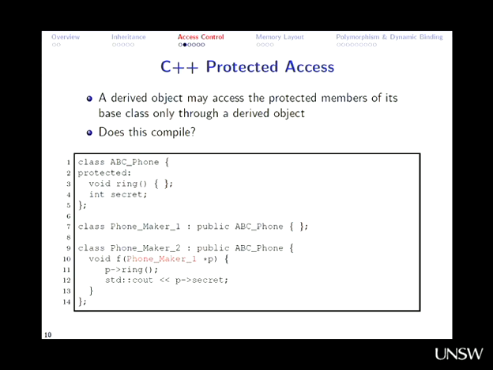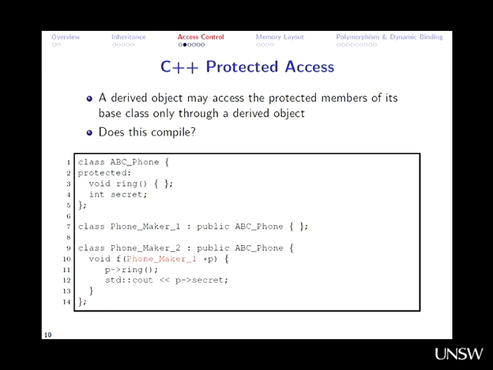Why do you think it doesn't compile? Because PhoneMaker 2 is accessing a PhoneMaker 1, not a phone, and it's protected only for the one layer. So PhoneMaker 1 has inherited ABC Phone.